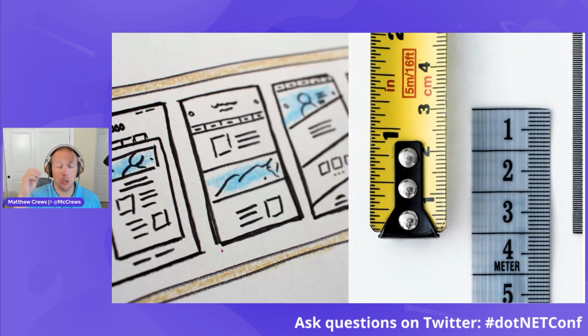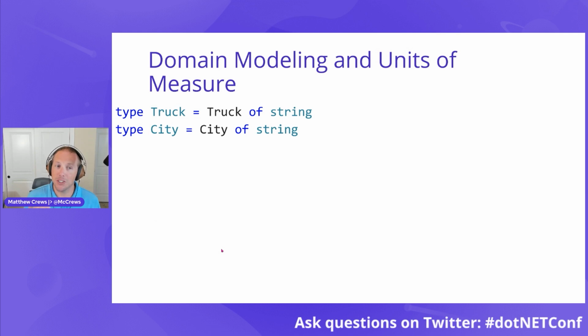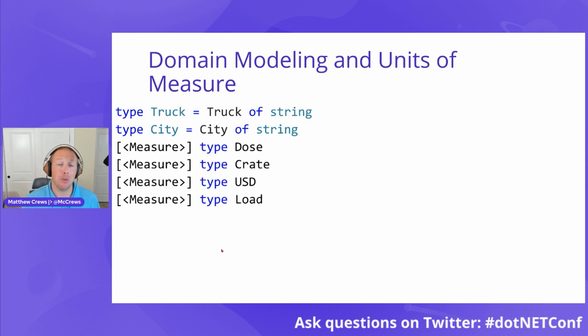Units of measure allow us to annotate our numbers with the units they're meant to represent so that the compiler can check our algebra to make sure it's correct. So I'm going to define 2 new types, truck and city, and they are simply just wrapping strings. And so now we don't have just a string hanging out there. We've given additional context to what this string is meant to represent. I'm also defining some units of measure that I'm going to use to annotate my numbers to make sure that the algebra is actually correct.